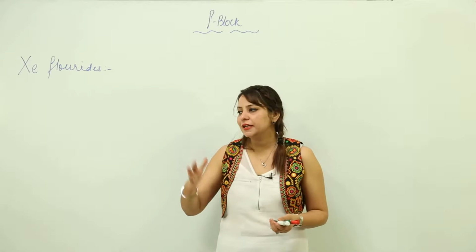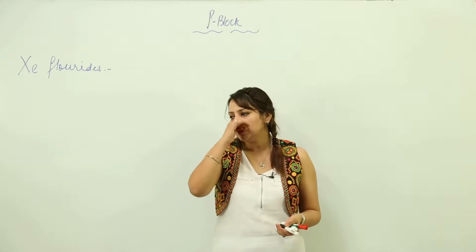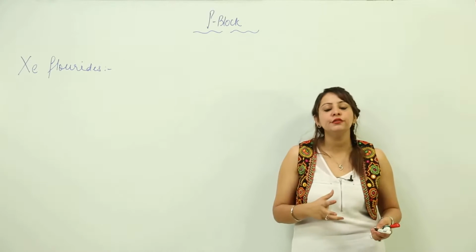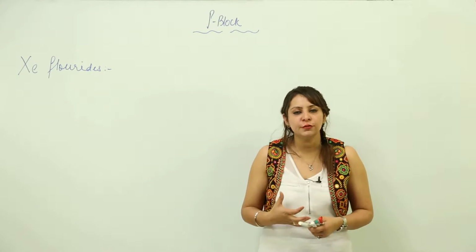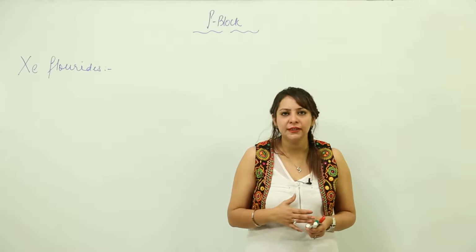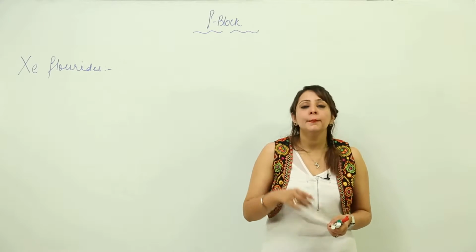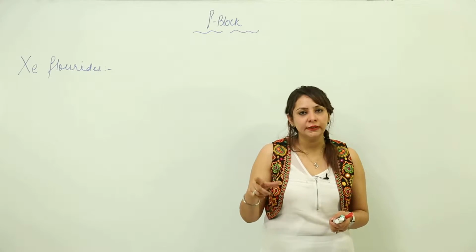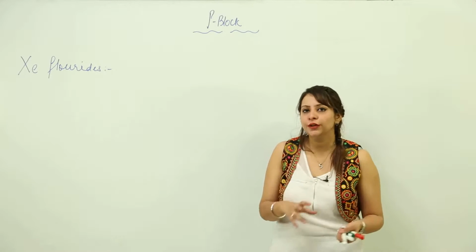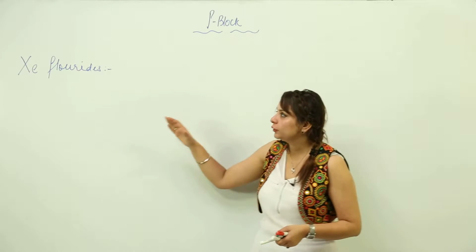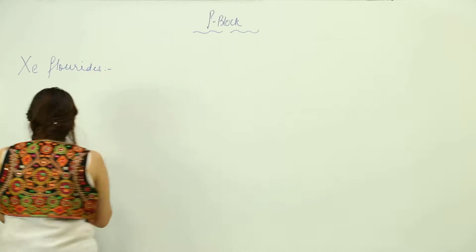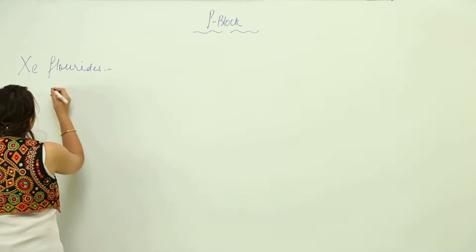As we all know, group 18 elements do not generally combine. They are less reactive, or you can say non-reactive, because their octet is complete and they have a stable electronic configuration. But still xenon and krypton form certain compounds with fluorine and oxygen. So we are going to study that. We are going to study the xenon fluorides. So what happens in xenon fluorides?